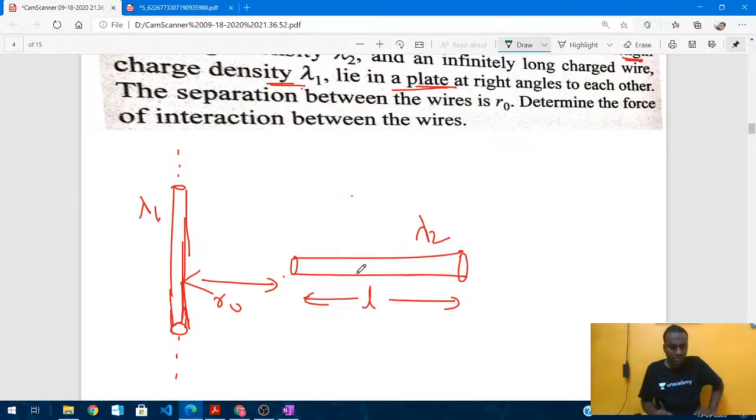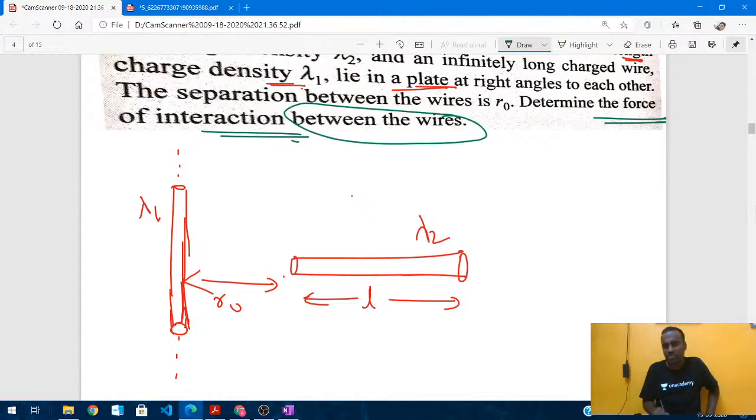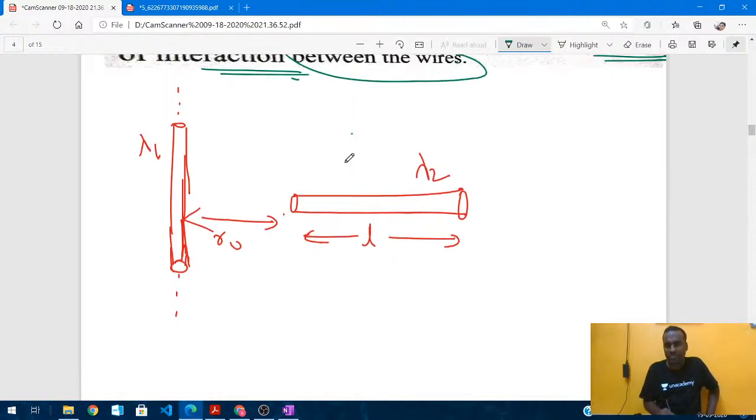Now, hello everybody. If I want to determine the force of interaction between the two wires, students, you do one thing: take a small elementary part. dq is the elementary part, and at a distance x I am choosing it. Its length is dx.